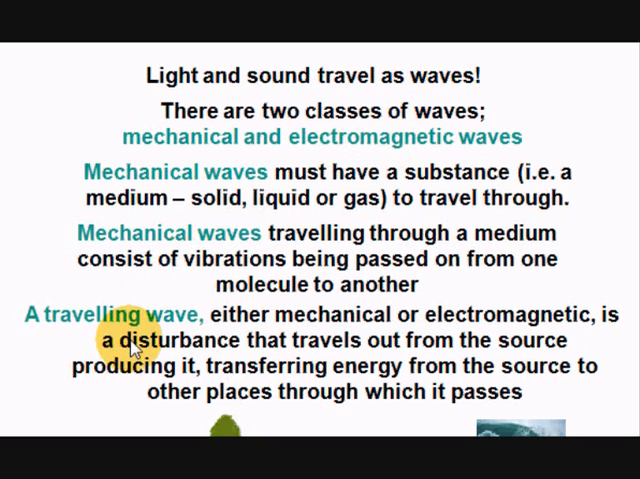A traveling wave is distinguished from another type of wave called a standing wave. The traveling wave is the one that you take for granted, that you're most familiar with. Basically, it just means a disturbance that travels from the source, for instance, let's just say the sun, to the earth. It transfers the energy from the source to other places through which it passes, and the sun would be a perfect example of that, even though that's an electromagnetic wave.